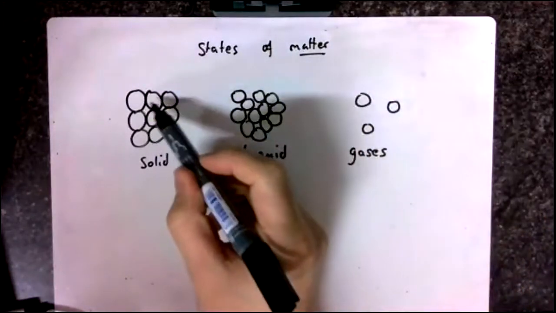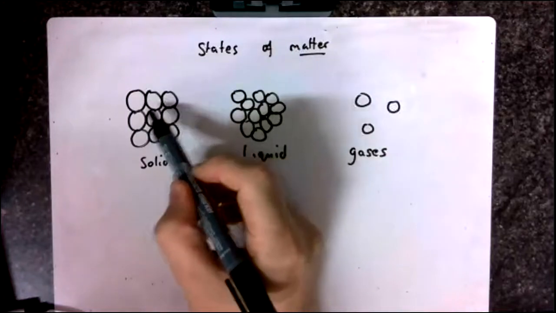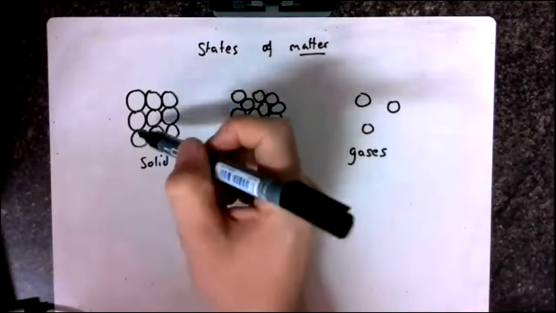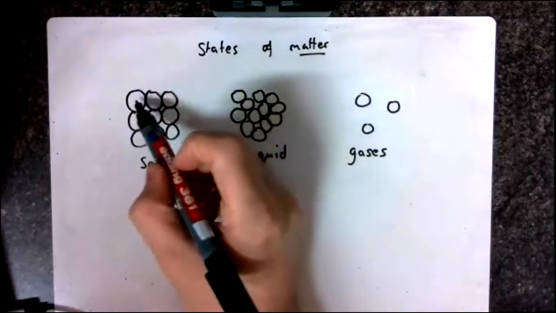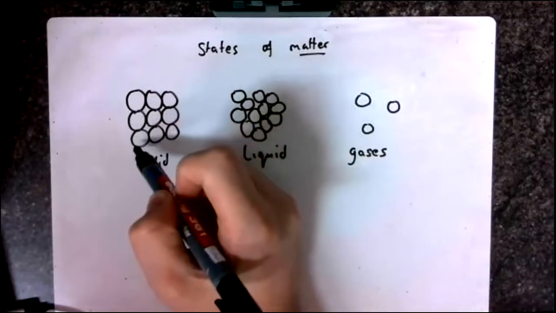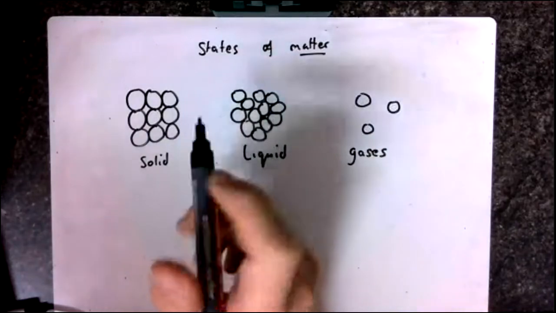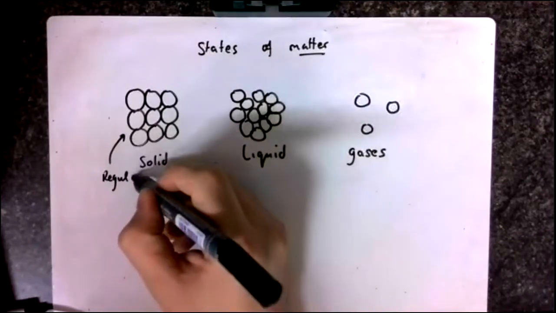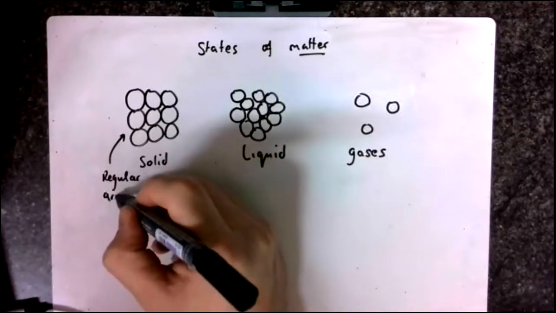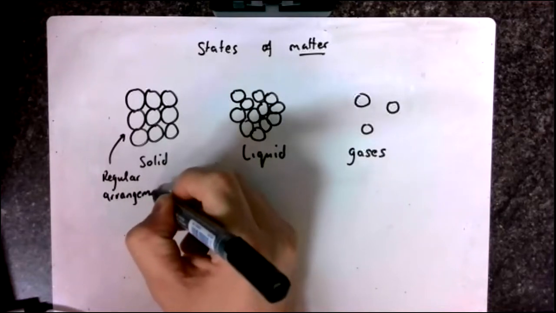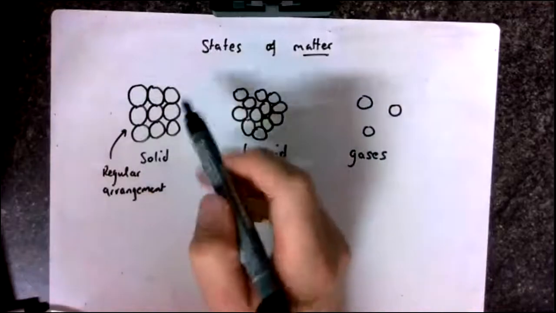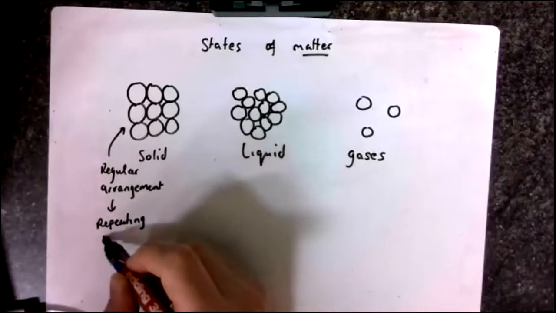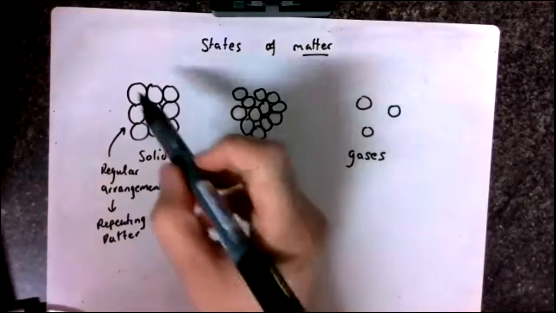So we can see that in a solid, the particles are arranged in predictable or regular rows. Okay, they have a regular arrangement. They have a repeating pattern. So 1, 2, 3, and underneath a perfect row, 1, 2, 3, and underneath a perfect row, 1, 2, 3. So that is a repeating pattern. We say they have a regular arrangement, which means they have a repeating pattern.